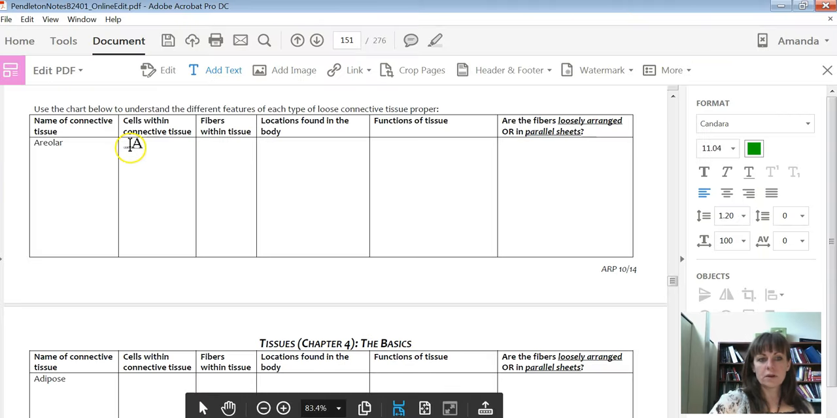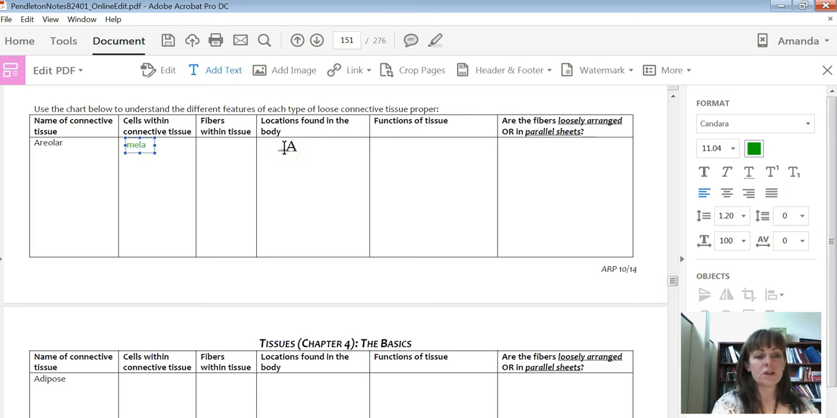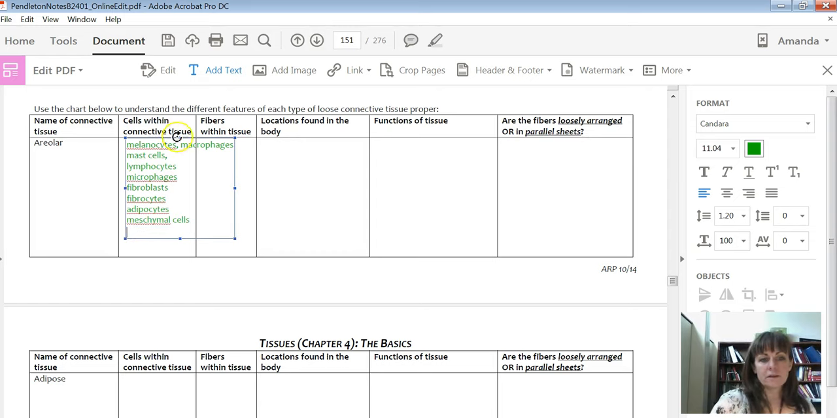So for example, for areolar connective tissue, we're going to have pretty much all of them. So melanocytes, macrophages, mast cells, lymphocytes, microphages, fibroblasts, fibrocytes, adipocytes, and mesenchymal cells. So we end up having almost all of the cells here.